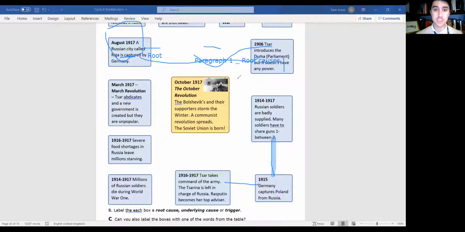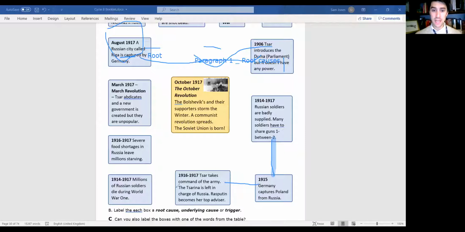So now we have a situation where the war is going badly. Russian soldiers are dying in their millions because they're badly supplied. They've lost Poland. Again, just highlighting how badly the war is going for Russia. And now the Tsar has left for the front to lead the army, and left somebody that the nobles hate in charge. So the nobles, as well as the people, are now beginning to turn against the Tsar.